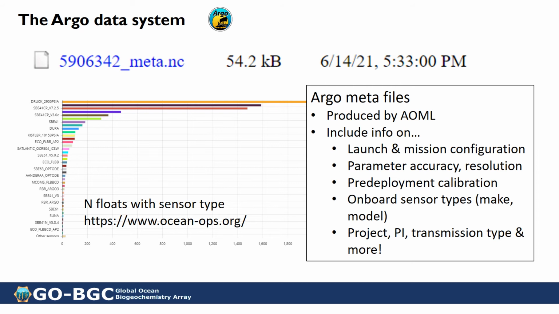The plot on the left I created through OceanOps, and it displays the number of floats in the Argo system by sensor type. So this is just to emphasize that although there may be a large number of floats with, for example, dissolved oxygen, this may be further subset by sensor type. For example, SBE 63 optode and AANDERAA optode. And if you're interested in looking at specific sensor types, the Metafiles would be your source for extracting that information.